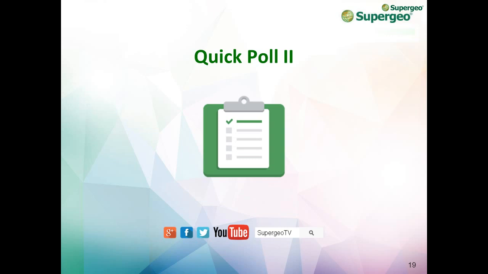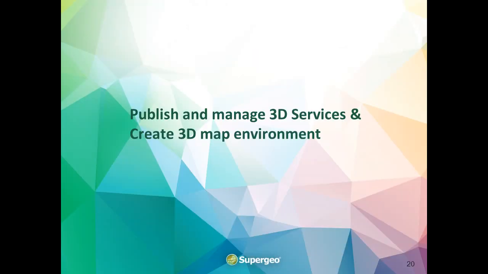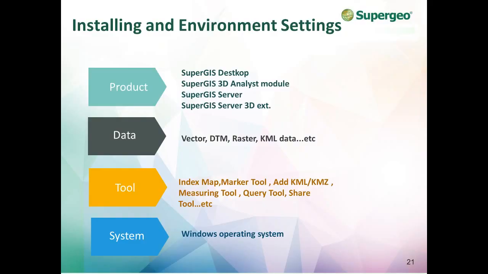Okay, thank you, Patty. You got the point. Actually, before we start, please make sure your software, data collection, and function reference are ready. So I made the list for everyone for your reference. You need to install the SuperGIS products that will include the SuperGIS Desktop, 3D Analyst module, SuperGIS Server, and the SuperGIS Server 3D extension. And for the data, it depends on your project's needs, you can prepare the vector data and the raster data, DTM model, and the 3D building models.